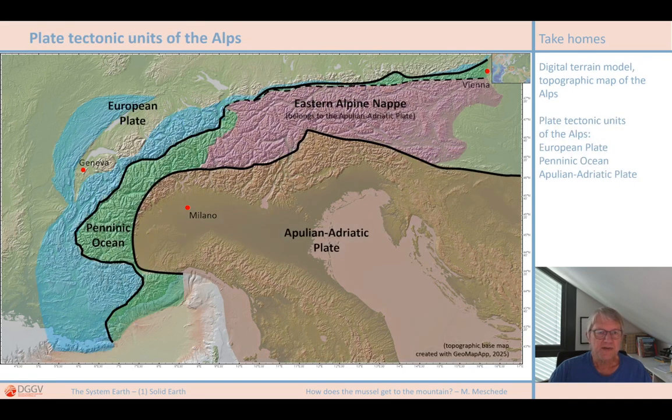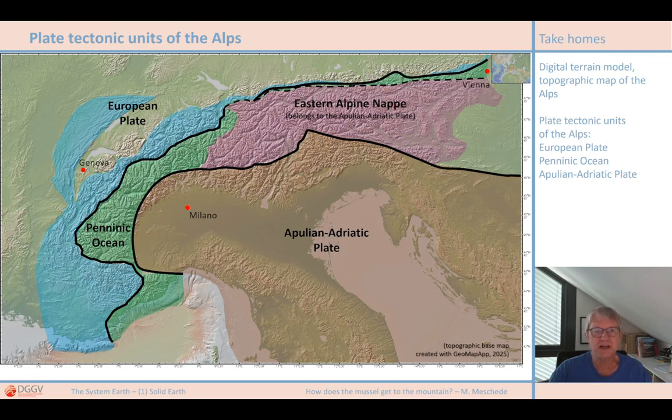I'll overlay the division into plate tectonic units on the map. There we can see that the peri-Adriatic lineament borders the parts belonging to the Apulian-Adriatic plate. To the north are the units belonging to the Penninic Ocean, which is the greenish colored area. And then further north, everything belonging to the European plate.